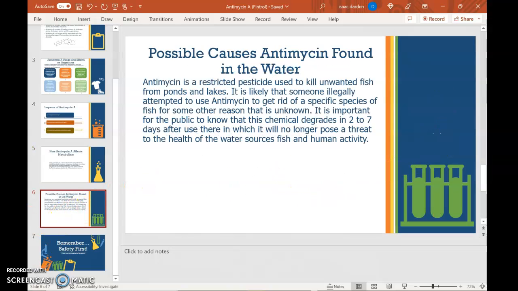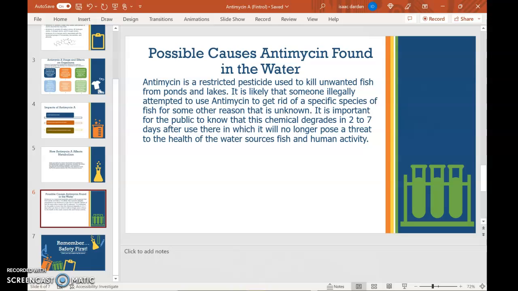So, some of the possible causes of antimycin found in the water: antimycin is a restricted pesticide used to kill unwanted fish from ponds and lakes. It is likely that someone illegally attempted to use antimycin to get rid of a specific species of fish for some other reason that is unknown.